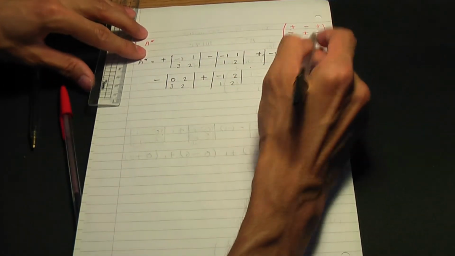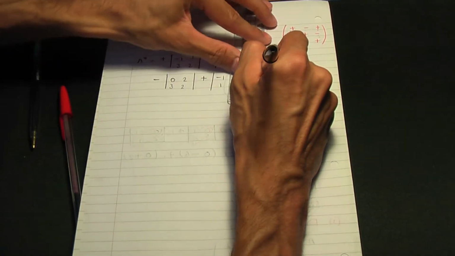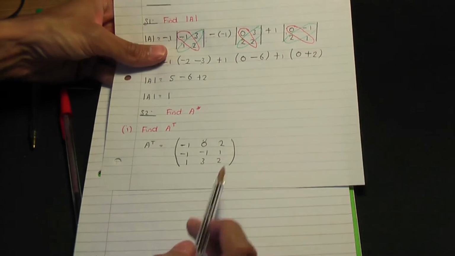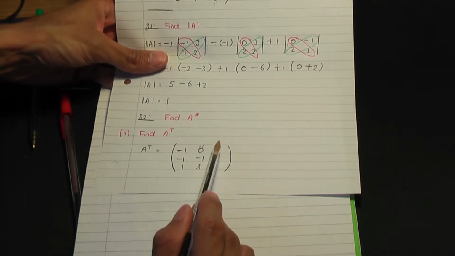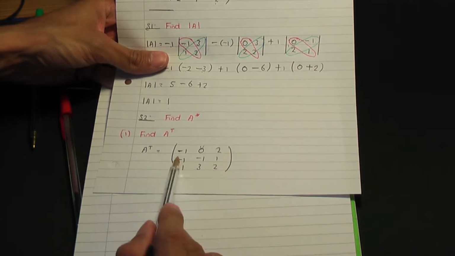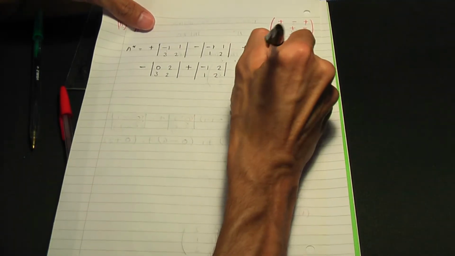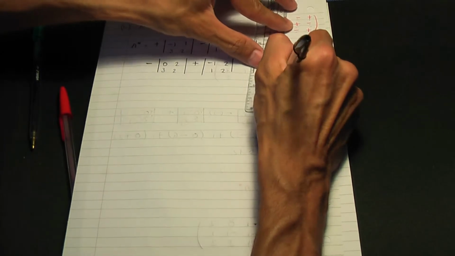Okay. Third element of row 2, sign associated is a minus. Let's go back to our transpose matrix and work out the minor of that element. So the minor of 1, ignore the row and the column associated with that element, and the elements of that determinant are -1, 0, 1, 3.